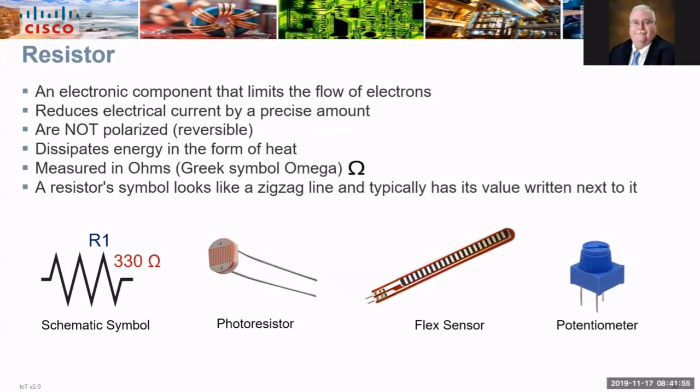It usually has two markings, a label to track the component like the R1 marking, and a size measurement of the component like the 330 ohms marking. We will use three different types of variable resistors in this course: a photoresistor, a flex sensor, or a potentiometer. A variable resistor can change its resistance based on an external variable.